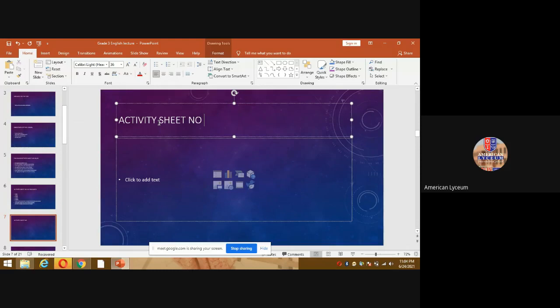Now let's do activity sheet number 34. So we have some blanks to fill. Number 1, we dash fly to Paris on Tuesday evening. We are going to fly to Paris on Tuesday evening.